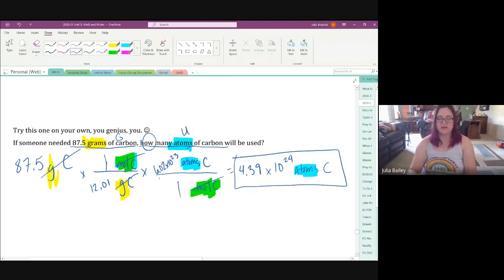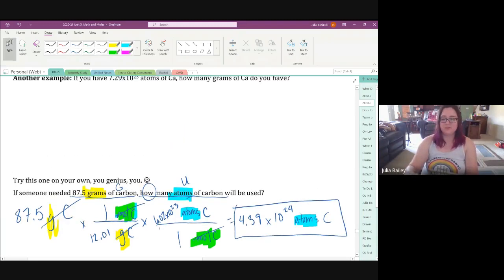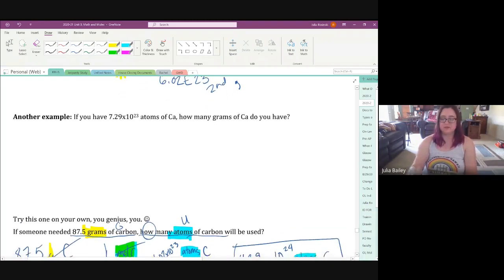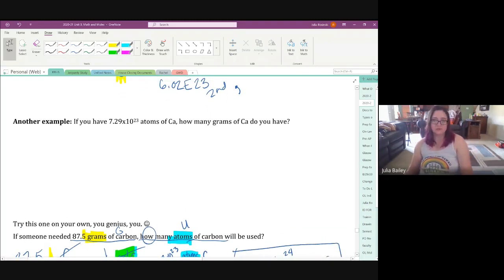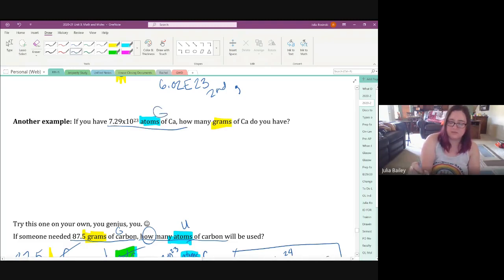Boom. Okay, so I actually skipped a problem on this page that goes the opposite direction of the two I just did with you. You'll notice that this time, if you're thinking about your colors or your units, the given is atoms and the unknown is grams, so they've swapped. I want you to pause this video and try that yourself. And then when you press play, I will run through that problem. Pause the video, try it yourself.